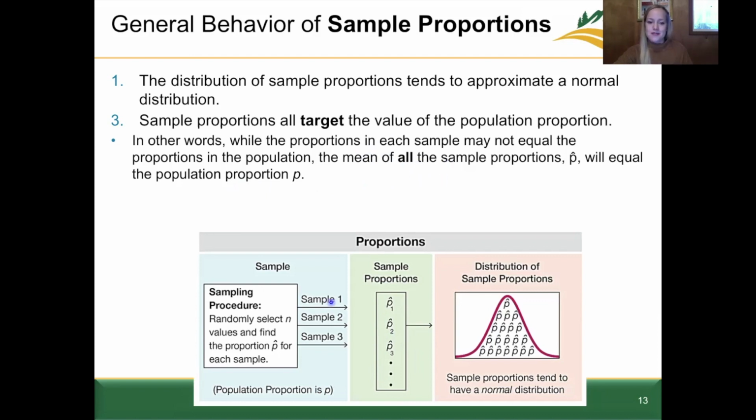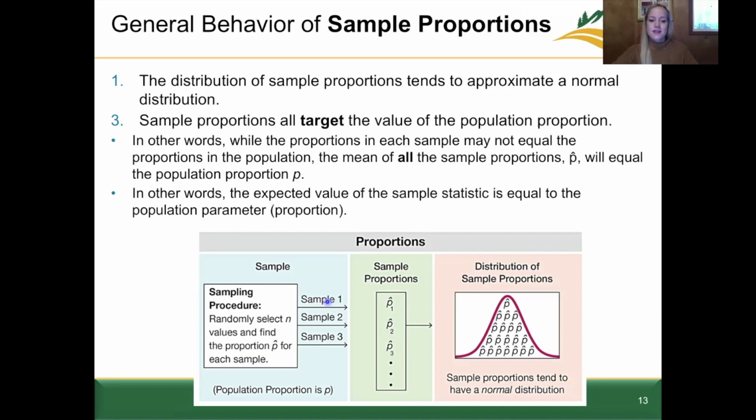Importantly, we have to take the mean of all of the sample proportions that we have in our population. Additionally, the expected value, or the mean, that's the same thing. If you need to, go back and review the meaning of expected value. So the expected value of the sample statistic is equal to the population parameter. Let me say that again.